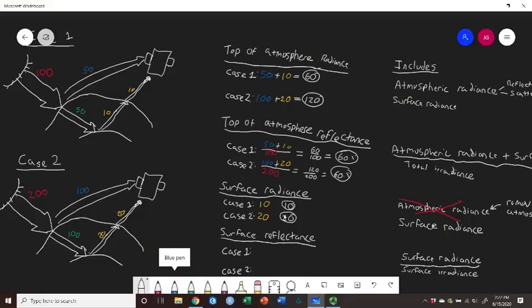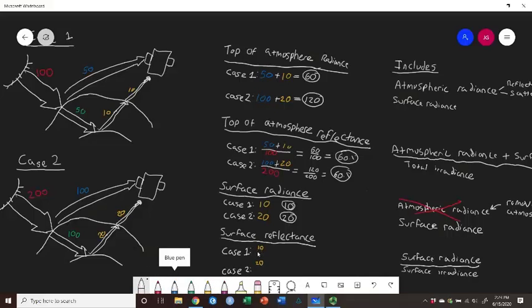So again, hopefully this makes sense, that because we have more energy entering the system, everything else being equal, we have more energy leaving the system in case 2, even though it's the same object in both cases. So finally, let's wrap this up with surface reflectance. Surface reflectance in this case is surface radiance, which we already know to be 10 in case 1 and 20 in case 2.